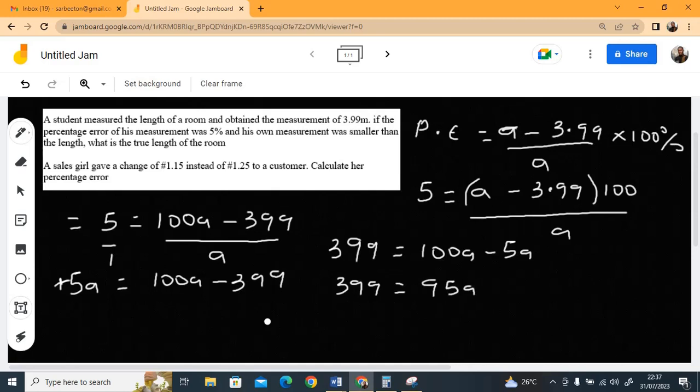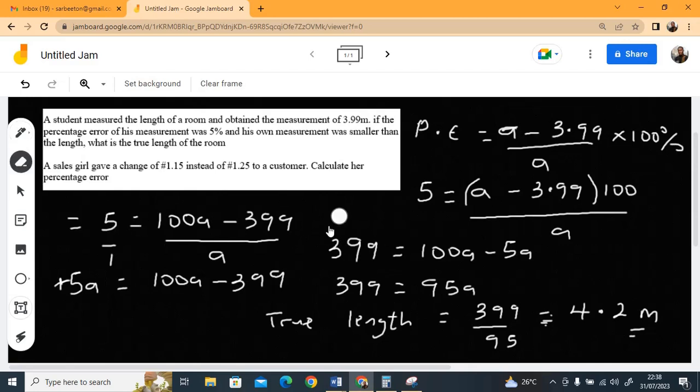So you are looking for the actual length, the true length. You divide both sides by 95, because you are looking for A. That will be 399 divided by 95. Let's do it together. 399 divided by 95, you get 4.2. So your answer here is the actual length is 4.2 meters. So this is your final answer. Let's move on to the next one.